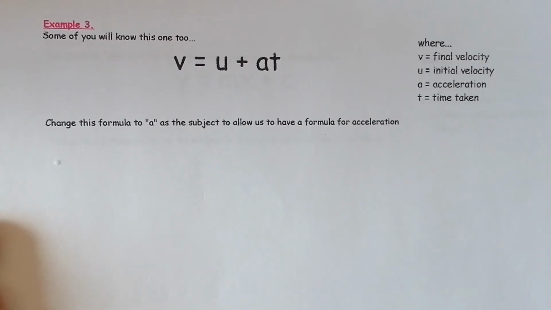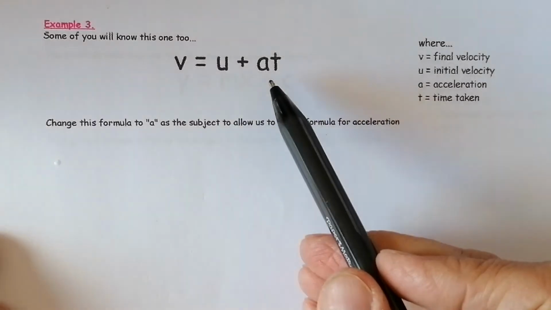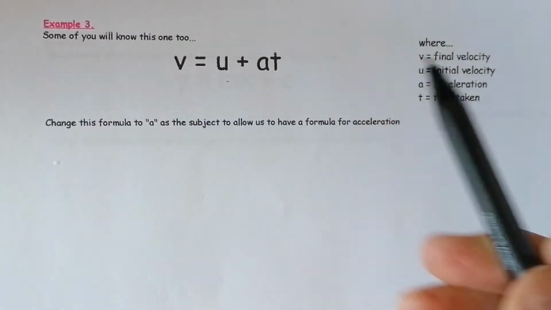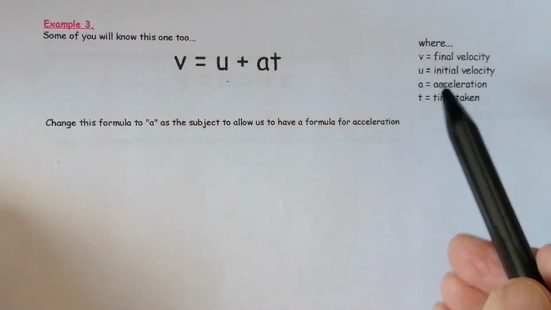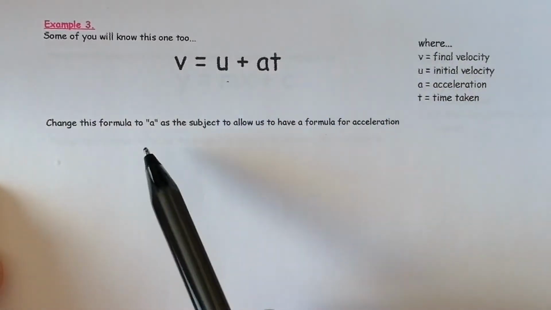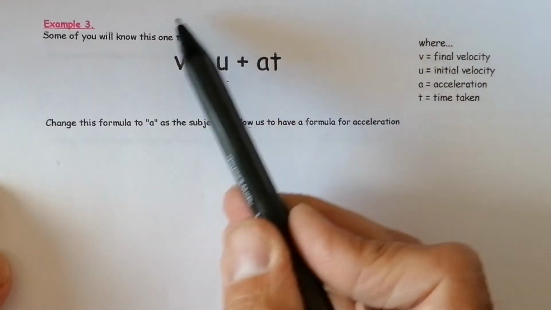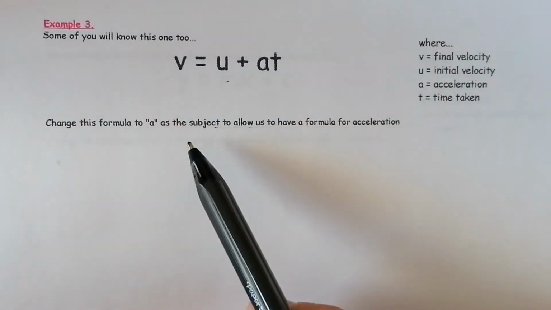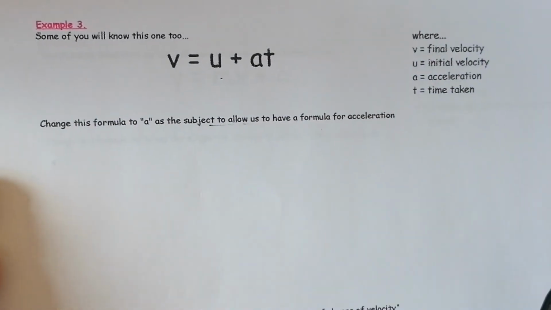Okay, so this one here you may have seen in possibly physics, okay, where v is the final velocity, u is the initial velocity, a is the acceleration, and t is the time taken. We could think about that as being of a particle. Right, so what we're wanting to do here is change this formula around to show a formula for acceleration. So we want the formula to say a is equal to. So let's go ahead and do that one here, okay?